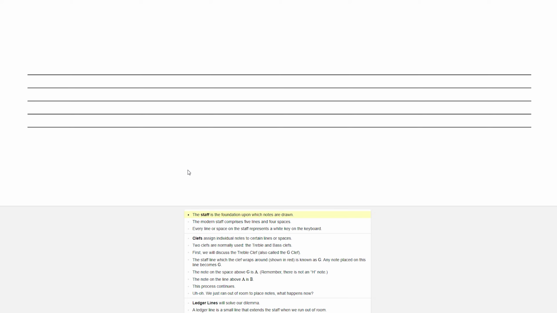The staff is the foundation upon which notes are drawn. The modern staff comprises 5 lines and 4 spaces. When you're counting your 5 lines and 4 spaces, make sure you count from the bottom. The bottom line is line number 1, and the first space is space 1. This is important as you move forward to identify and label the notes on the staff. Count from the bottom up.